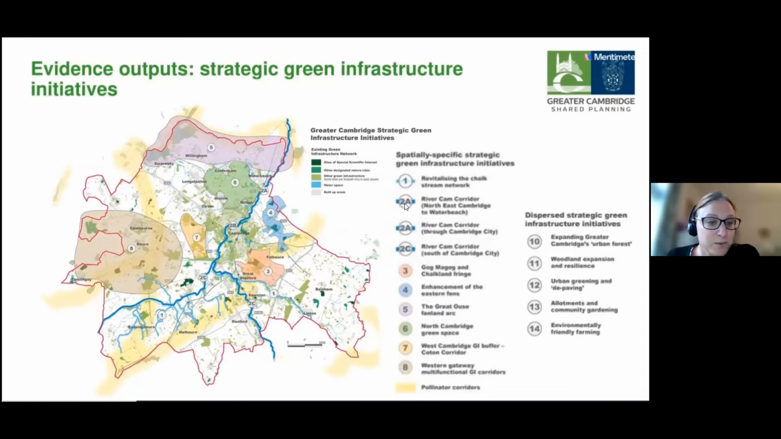Taking another example, just north of Cambridge, we've got Strategic Initiative 6, which is named the North Cambridge Green Space. This was developed to provide new strategic green spaces to the north of Cambridge. This is to address the deficit in accessible GI in this area, but also to reduce recreational pressure on existing sites. Those were issues that were raised by stakeholders numerous times.